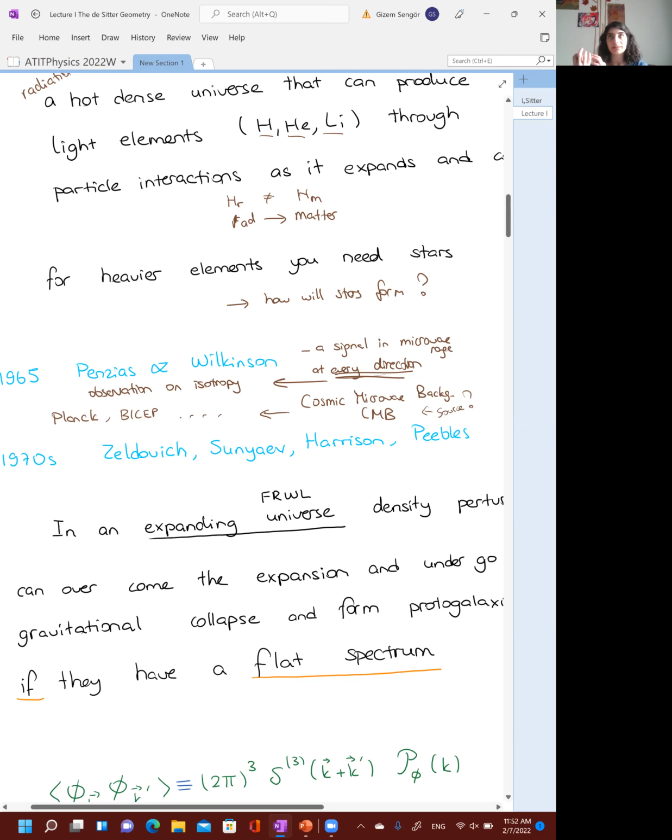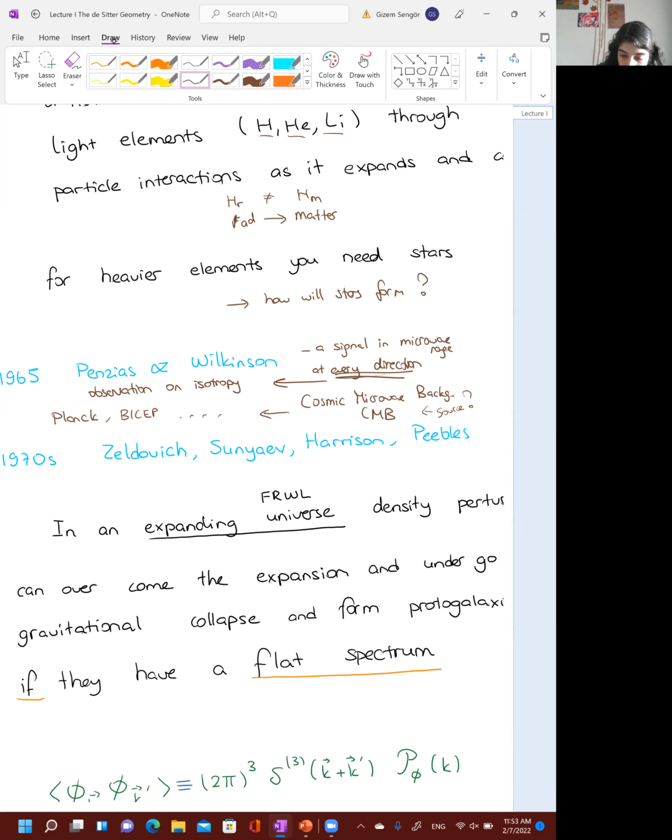But in order for this gravitational collapse to be successful and develop structure, we are living in an expanding universe. So this collapse needs to overcome that pulling apart effect of the background expansion, and everything is homogeneous and isotropic. So they calculated that in an expanding, isotropic and homogeneous universe with small density perturbations, these perturbations can overcome the expansion around them, and through gravitational collapse form bound structures, if they have a flat spectrum. Now, what does it mean to have a flat spectrum?